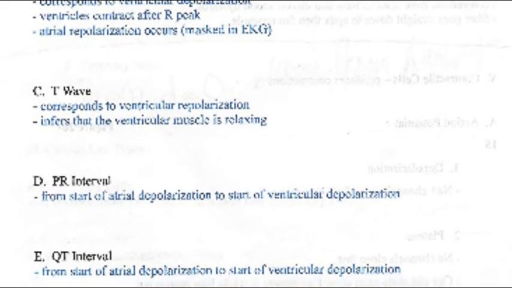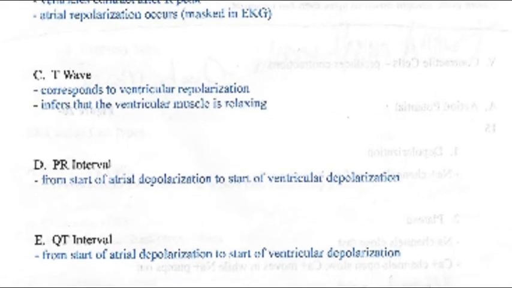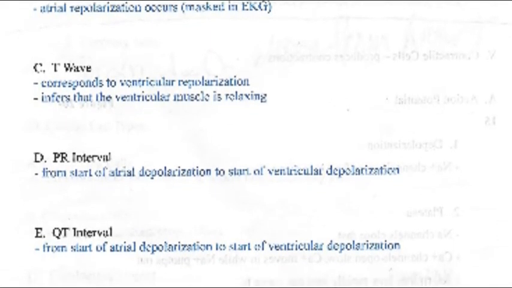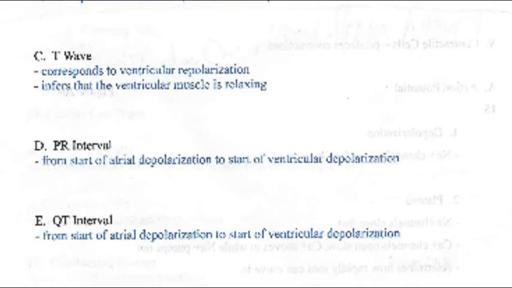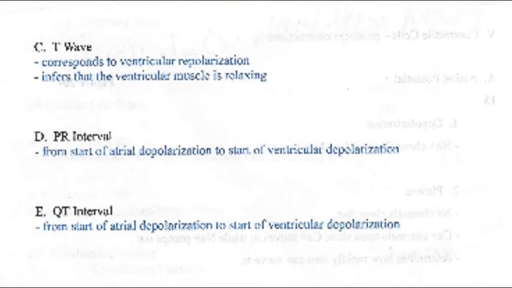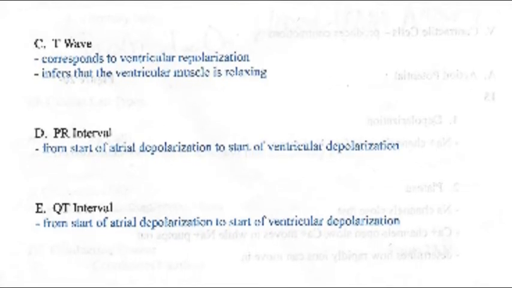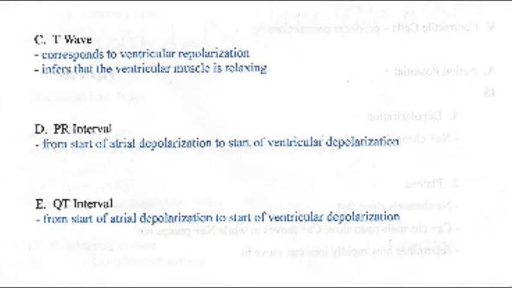PR interval. The PR interval is from the start of atrial depolarization to the start of ventricular depolarization. QT interval. The QT interval is from the start of atrial depolarization to the start of ventricular depolarization.